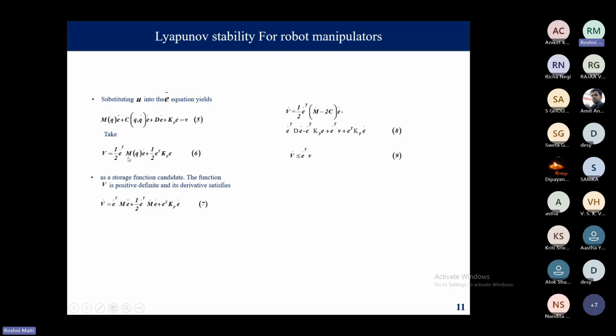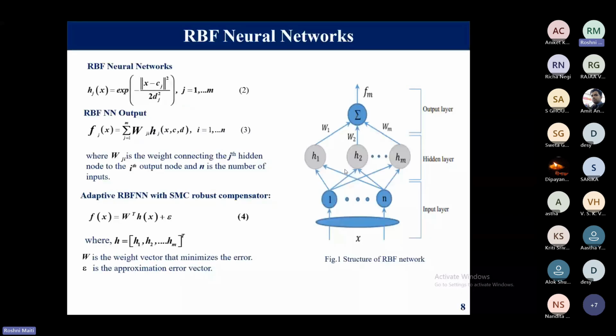Here, similar to the previous one, we have designed the P matrix, that is our Lyapunov matrix, and we have taken its V dot. Ultimately we have to show that V dot, the rate of change of energy, goes on decreasing. That we have to show by using the Lyapunov stability criteria, and here again we have shown that.